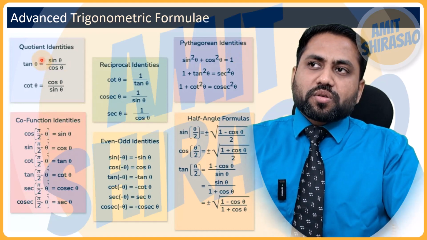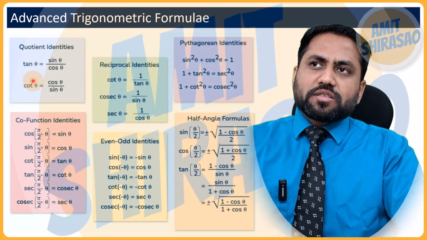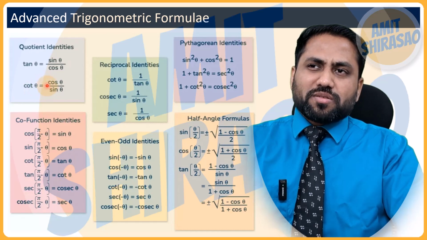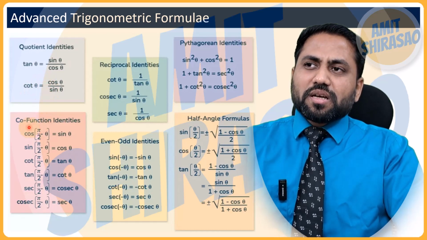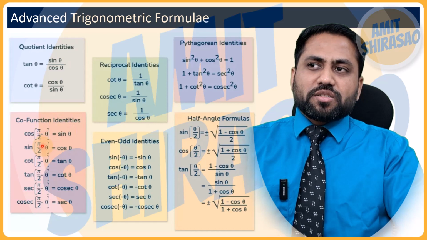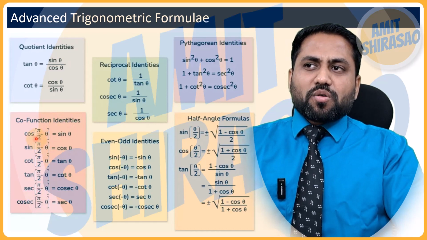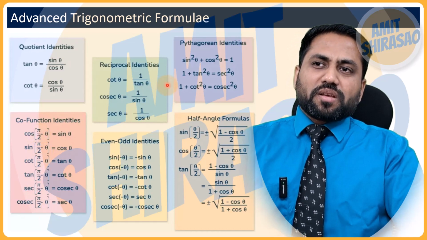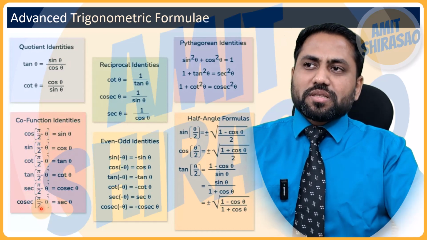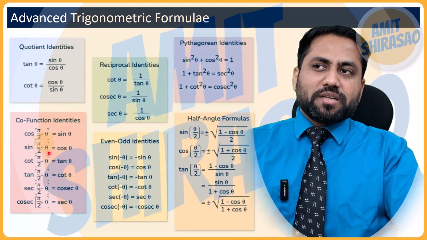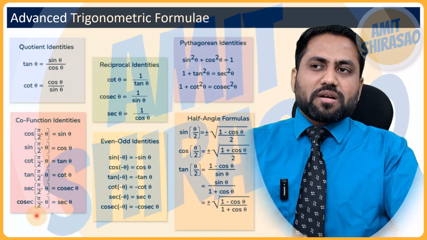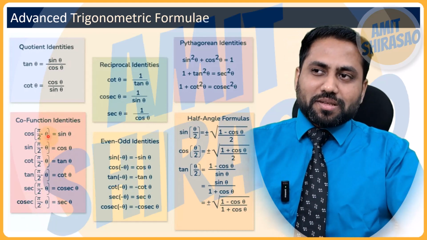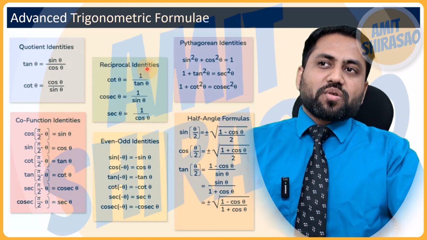So here, let us go through them one by one. Advanced trigonometric formulae. Tan theta is equal to sine by cos. This we already know. Cot is equal to cos by sine. We know that. Co-function identities. So here, cos of 90 minus theta is equal to sine theta. We have already seen this. We have seen it for 180 degrees also. So these are the trigonometric identities for complementary angles, and similarly we saw it for supplementary angles also. So this is nothing new.